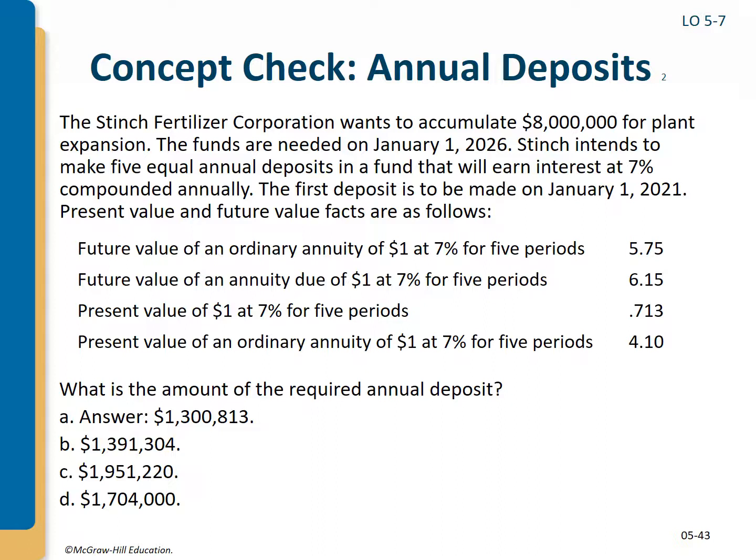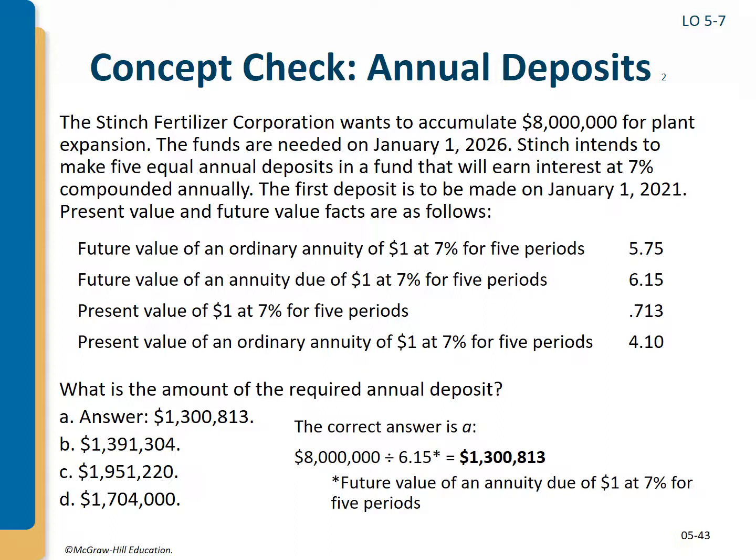Hold on. Sorry, 7%. Did I use the right column for 5 periods? Oh, they just use 6.15. So if you take 8 million divided by 6.15, they didn't use all of the other positions. That's 1,300,813.